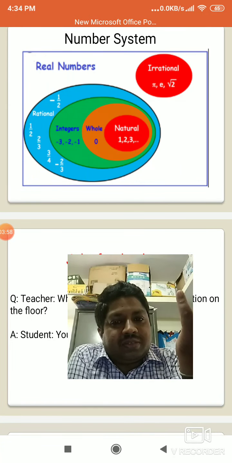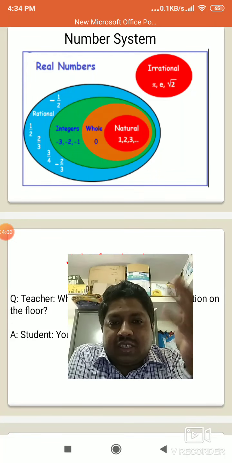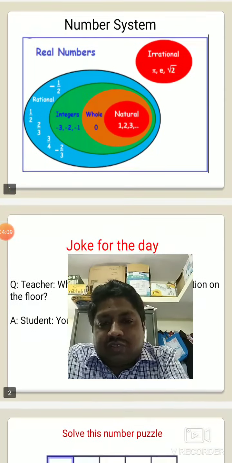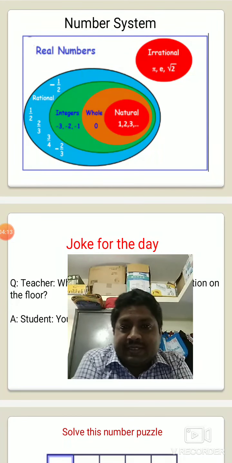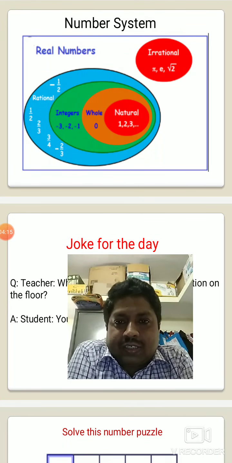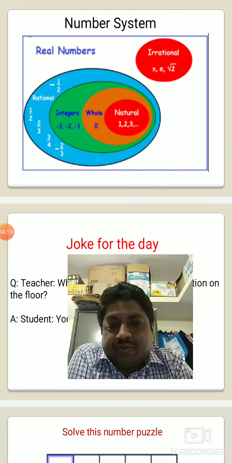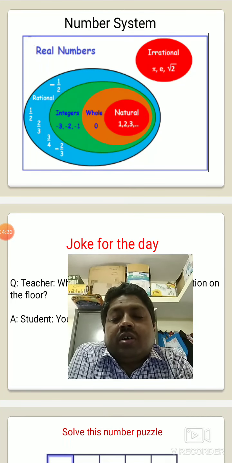What do you mean by rational number? Anything that can be expressed in the form of p by q is called a rational number. What is a natural number? They are counting numbers: 1, 2, 3, 4, 5, 6, etc. Whole numbers start from 0 and end with infinity. We don't know the largest natural number, and we don't know the largest whole number.